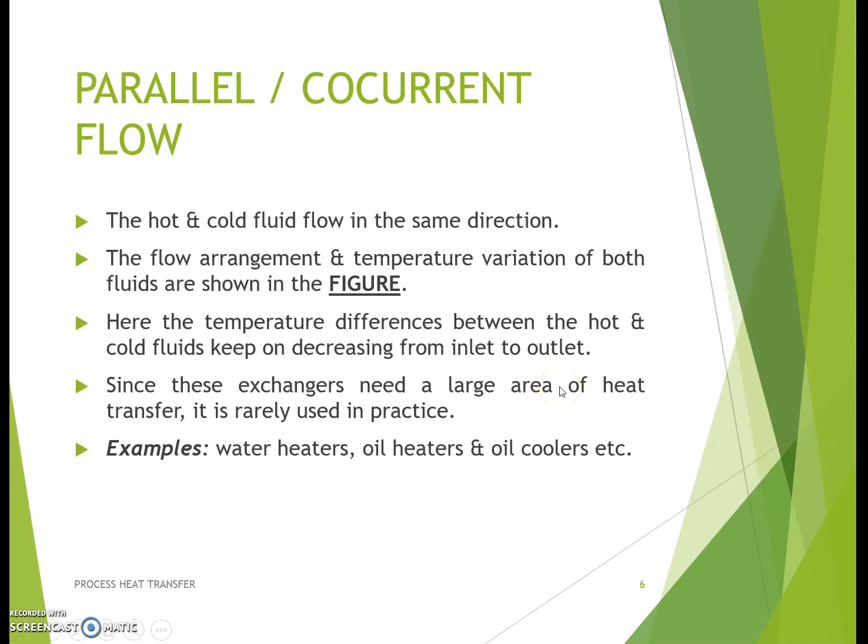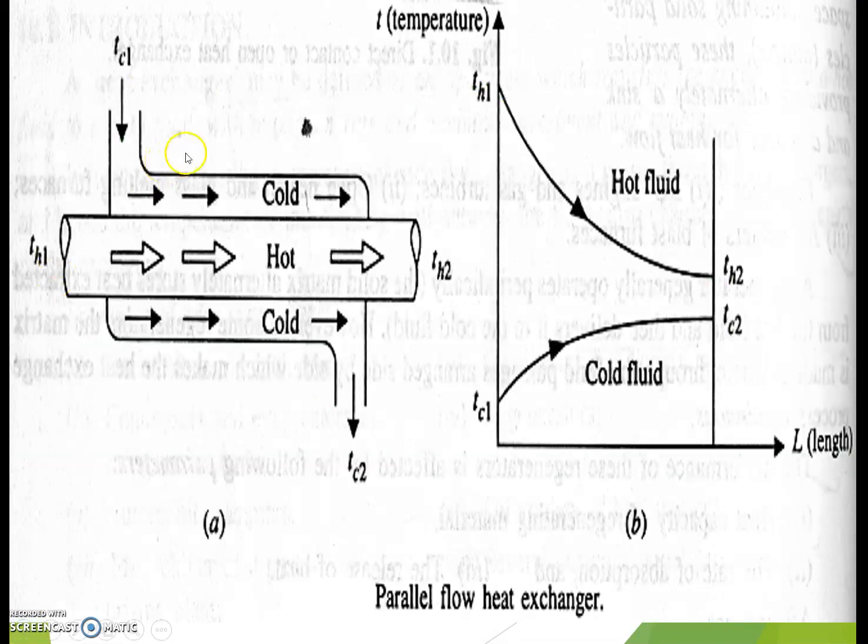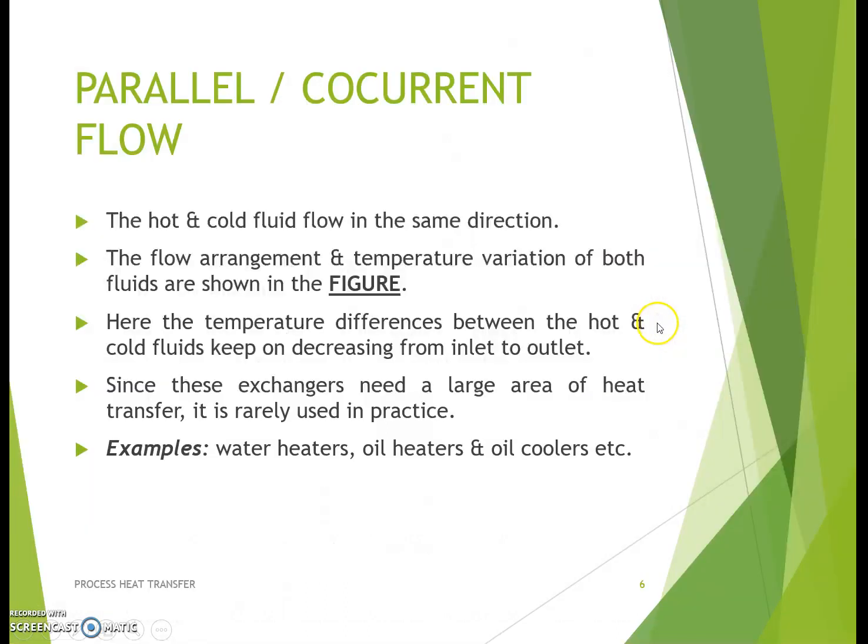In a parallel flow heat exchanger, the hot and cold fluids flow in the same direction. Here, the flow arrangement and temperature variation of both fluids are shown in this figure. See here, the hot and cold fluids flow in the same direction. This is the temperature distribution of the heat exchanger. Here the temperature difference between hot and cold fluid keeps on decreasing. Since this exchanger needs a large area of heat transfer, it is rarely used in practice. Examples are water heaters, oil heaters, and oil coolers, etc.